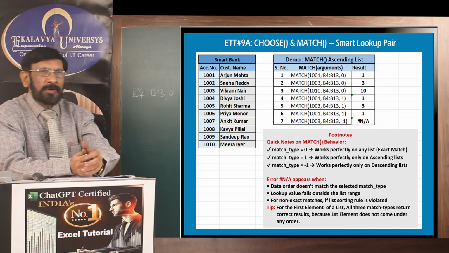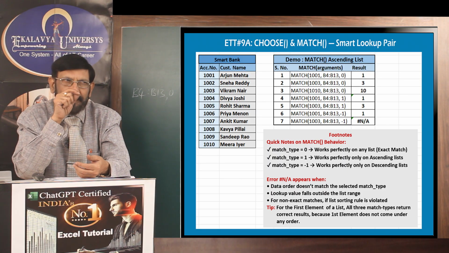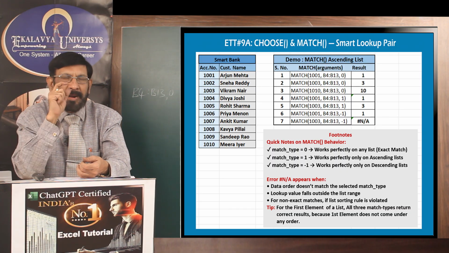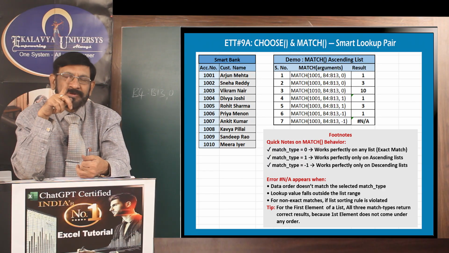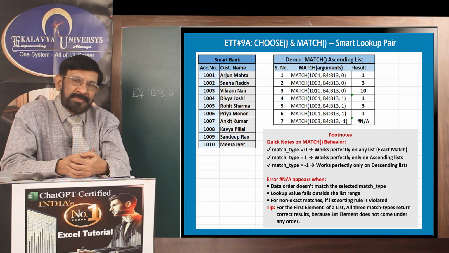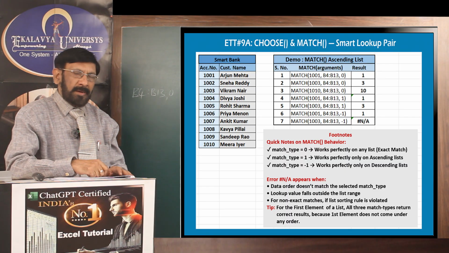Thereafter you observe the table and you see the result for all the things. Whatever is the account number, the corresponding position 1001, its corresponding position is 1. 1003, its corresponding position is 3. Like that all positions are returned. That is in the third column you can find.